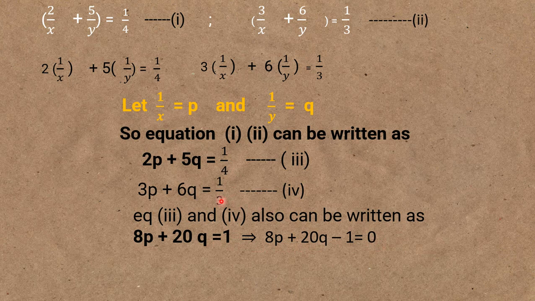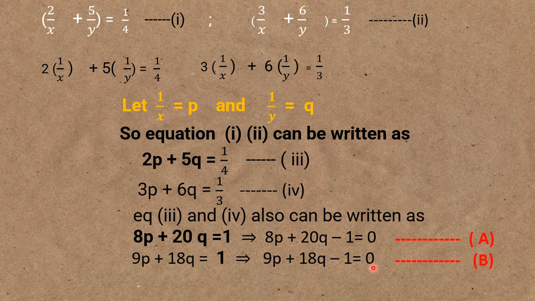Similarly, equation number 4 can be written as 3 3s are 9p plus 3 6s are 18q is equal to 3 upon 3, which is equal to 1. Now this one again we transpose to the left hand side, and it becomes 9p plus 18q minus 1 is equal to 0. Now here are the two equations.